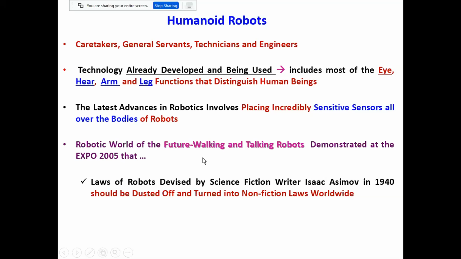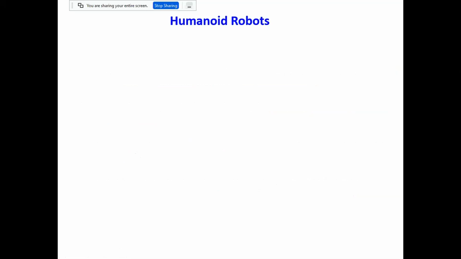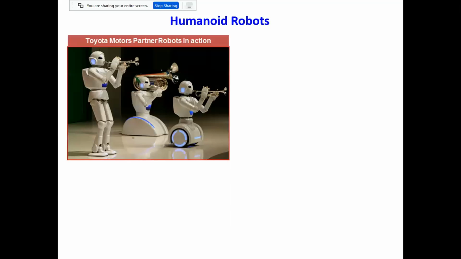The robots are being developed like human beings. The only thing left out in the humanoid robot is implementing feelings. That is also taking place shortly. Now I'll show you some of the humanoid robots you're enjoying. You see here Toyota Motor partner robots in action. These partner robots are seen at the Toyota Motor Company showroom in Tokyo, Japan.